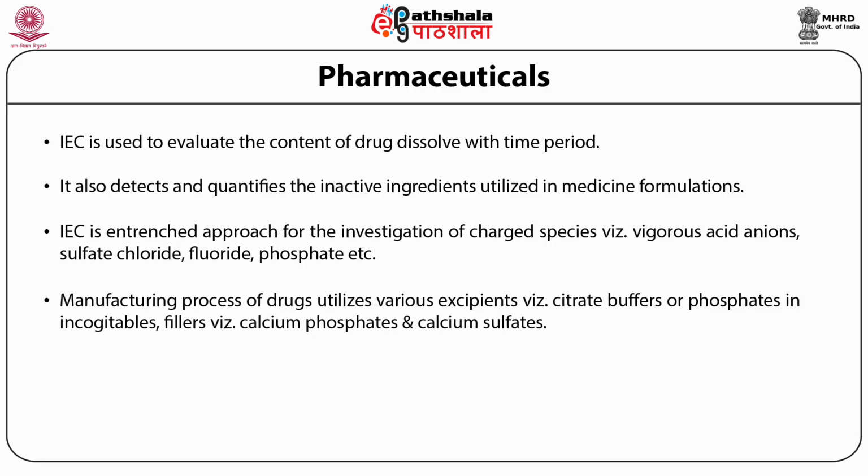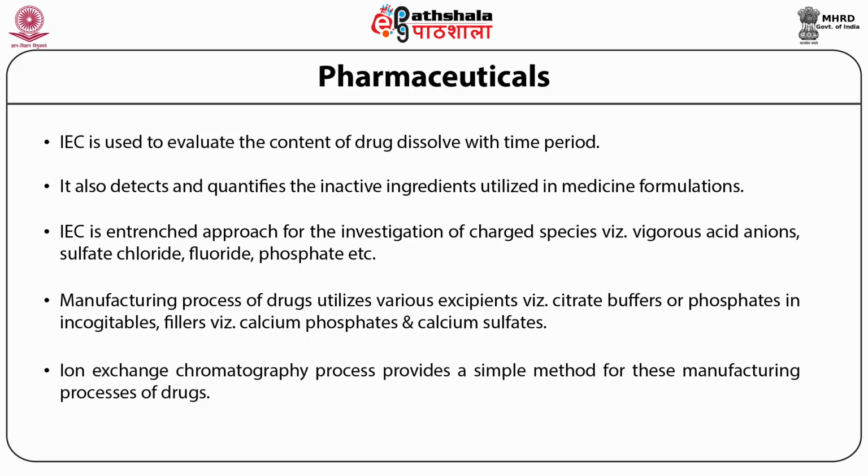The manufacturing process of drugs utilizes various excipients, for example, citrate buffers or phosphates in injectables, and fillers, for example, calcium phosphates and calcium sulfates. Ion exchange chromatography provides a simple method for these manufacturing processes of drugs.